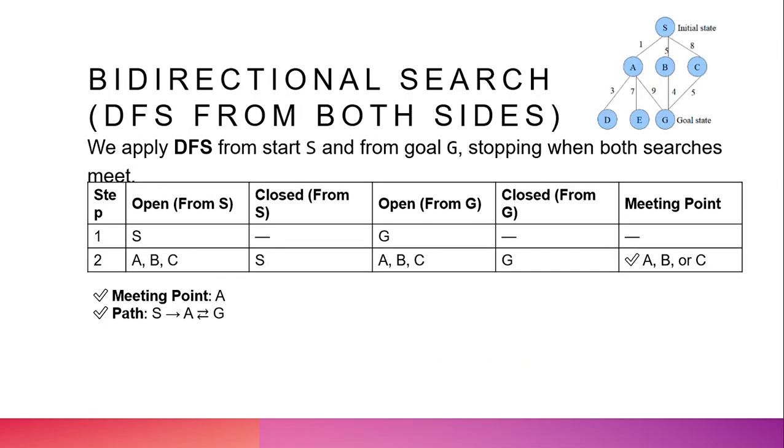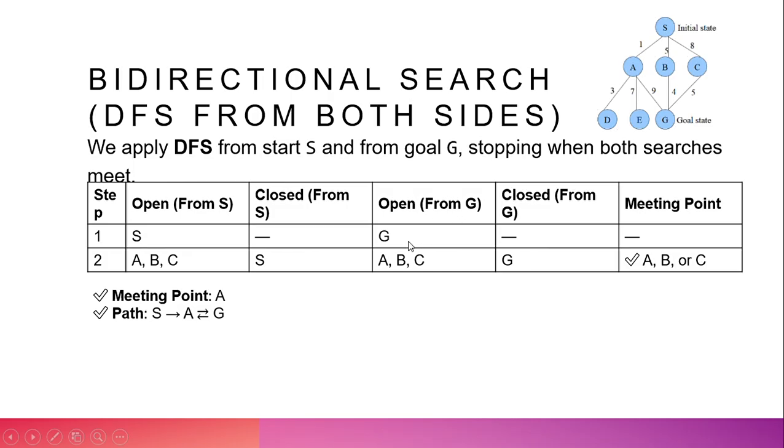The last uninformed search algorithm is a bidirectional search. So let us check for the same graph. Bidirectional search can use any algorithm for the searching technique. So first we will check with DFS, that is depth first search, from both the sides. So we'll start with the S node and we will start with the G node.